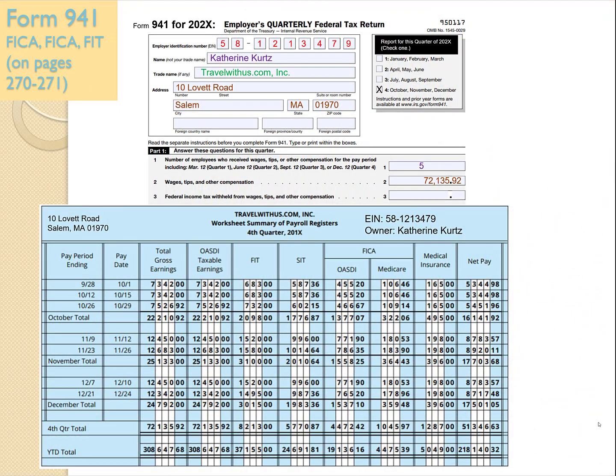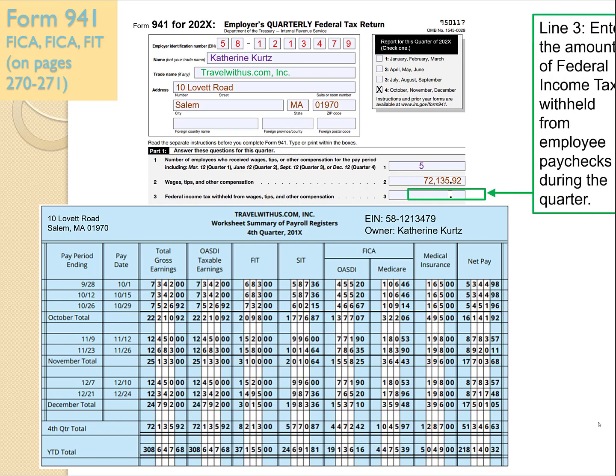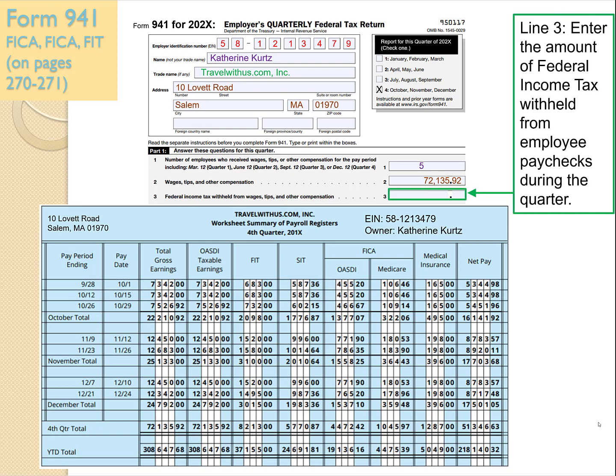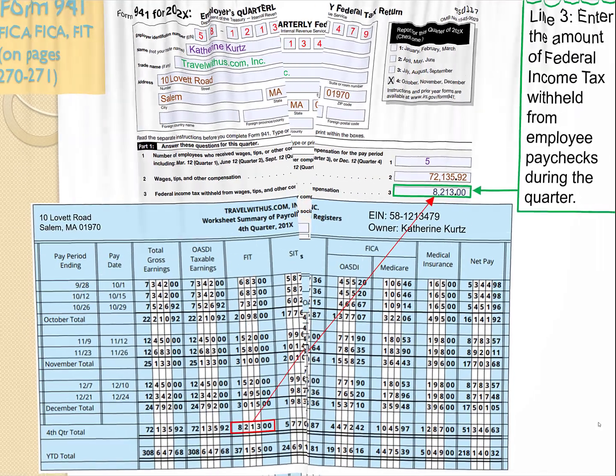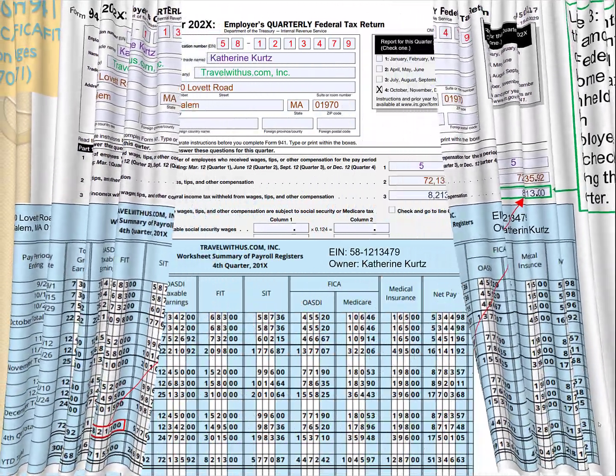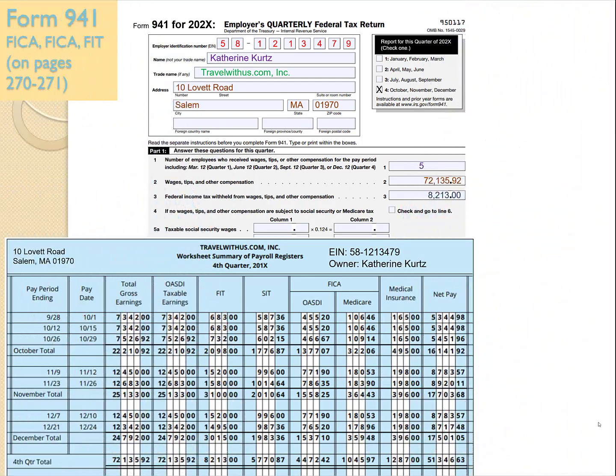Now, line 3, federal income tax withheld from wages, tips, and other compensation. Where on the worksheet summary of payroll registers would we find the FIT? $8,213 was withheld for the quarter from the employees' paychecks. Now we're going to move to line 5A.